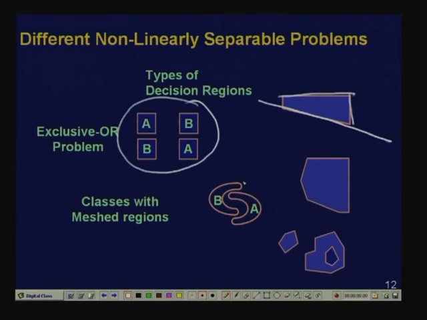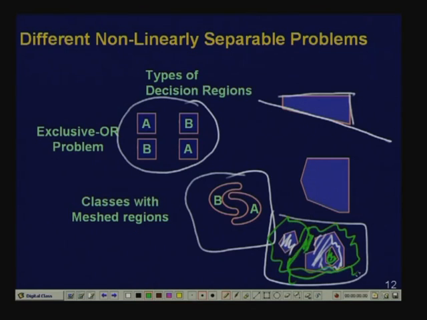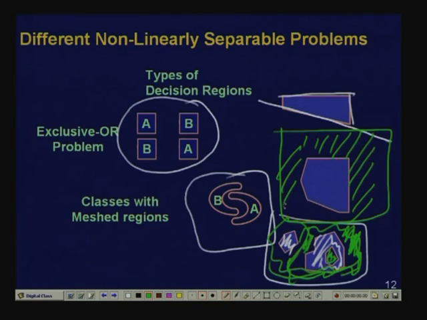There are problems where the regions are meshed. Such problems also we cannot solve using linear thresholding units. This is another example of a problem where we have two regions and a hole in a region. So, only this portion is positive and the rest of the region, the green region, is all negative. So, such problems cannot be separated by a linear unit. And then problems where there is a positive region separated by a negative region also cannot be handled effectively by a linear thresholding unit.